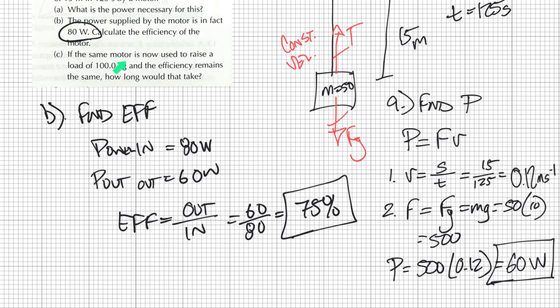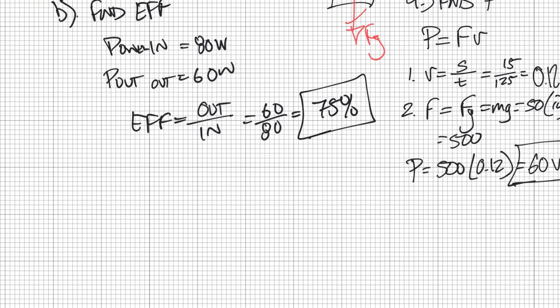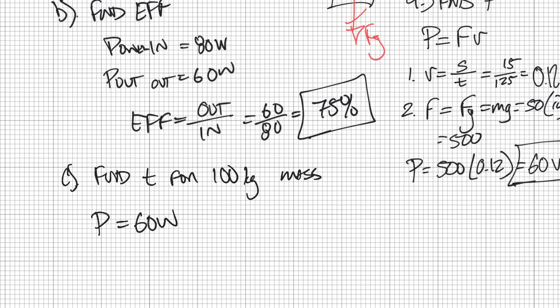So C says if the same motor is now used to raise a load of 100 kilograms with the efficiency remaining the same, how long would that take? So for part C, again, find time for a 100 kilogram mass. Essentially our power is going to equal 60 watts. Our force would be 1,000 newtons, and then we need to find time. My distance is still going to be 15 meters, and I'm trying to figure out my time.